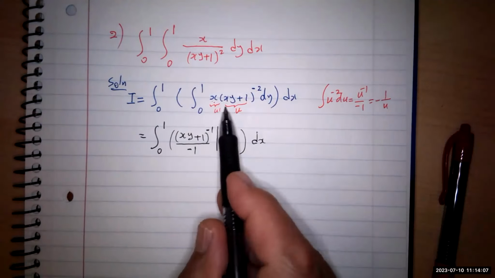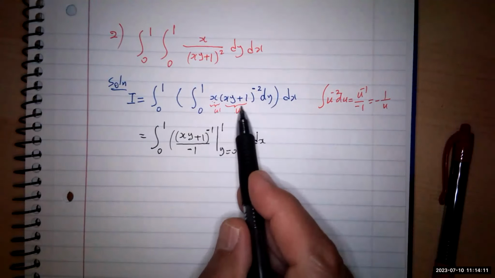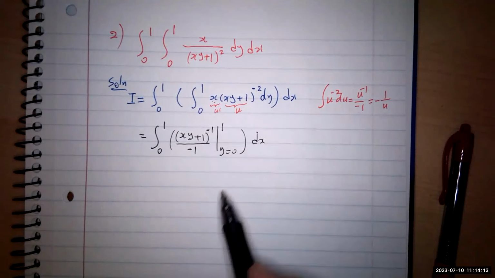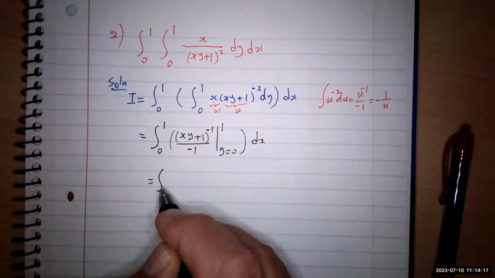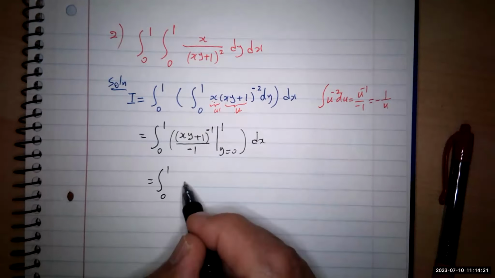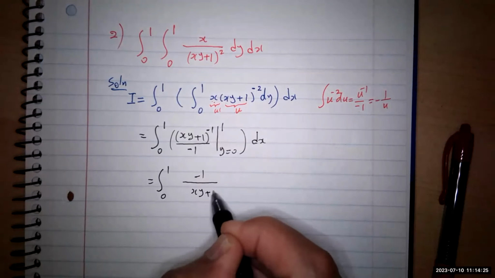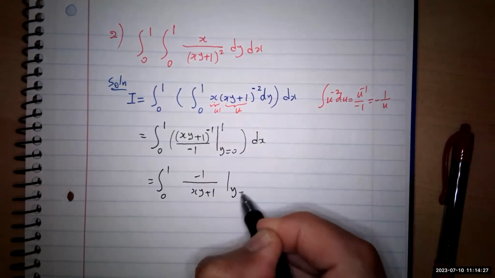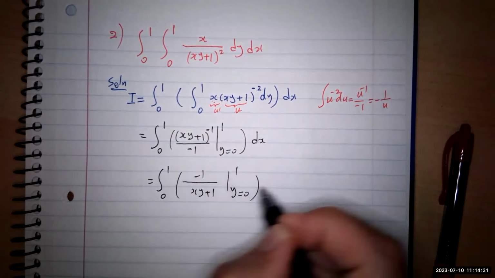So I integrate x times x plus y to the negative 2. Since the u prime and the du is here, it's like u to the negative 1 only. So I'm going to rewrite it and then substitute. It's going to be the integral from 0 to 1. I write this one as negative 1 over xy plus 1, and then y from 0 to 1. And then when you're done, we have to get the dx.